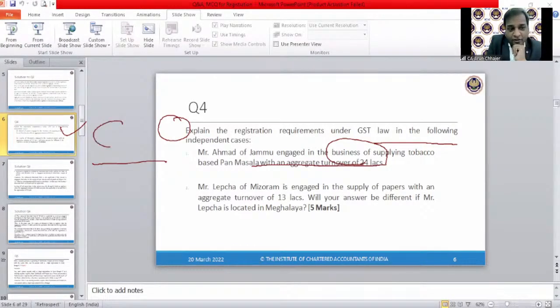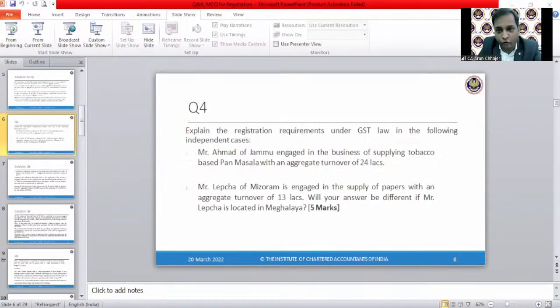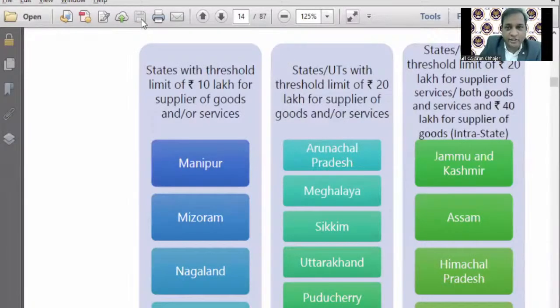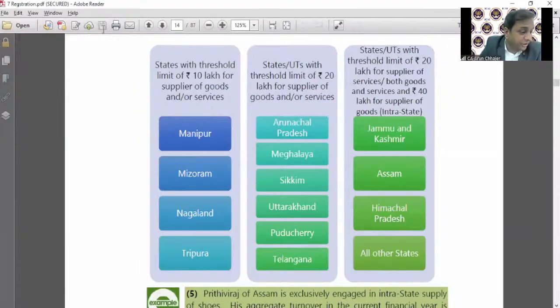Mr. Ahmed from Jammu and Kashmir, making the supply within Jammu and Kashmir, rupees 24 lakh, supplying tobacco-based pan masala, aggregate turnover 24. Please answer whether he needs to take compulsory registration. What would be the threshold limit for him: 10 lakh, 20 lakh or 40 lakhs?